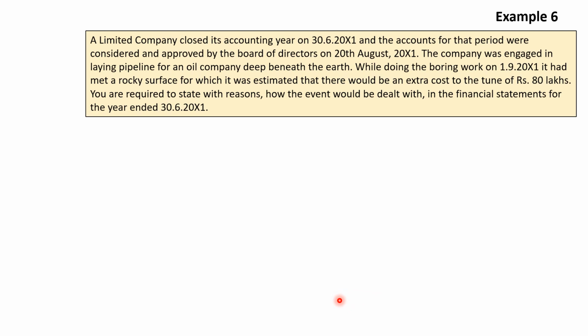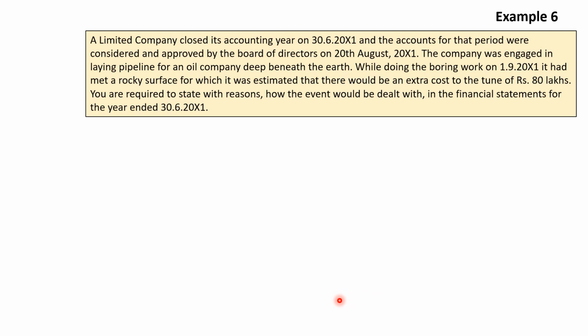Simple. This is not an event which is to be considered as an event occurring after the balance sheet date, because the definition of the event after the balance sheet date is from the date of the balance sheet to the date of approval by the Board of Directors. So from 30th June up to 20th August, if any event takes place, then it will be called an event occurring after the balance sheet date, and then we will question whether it is an adjusting event or a non-adjusting event.